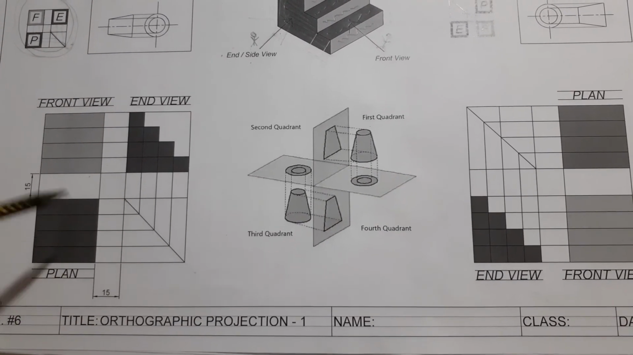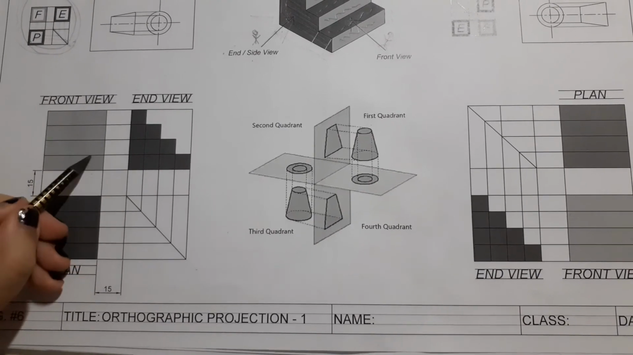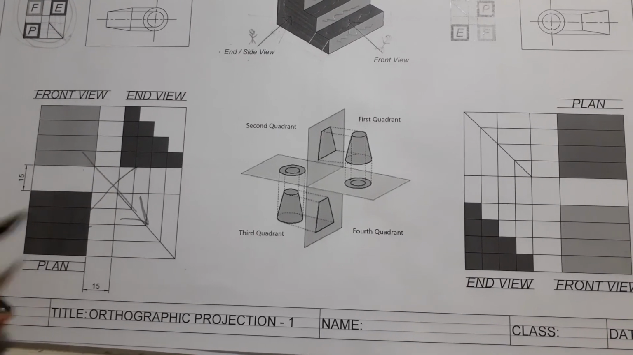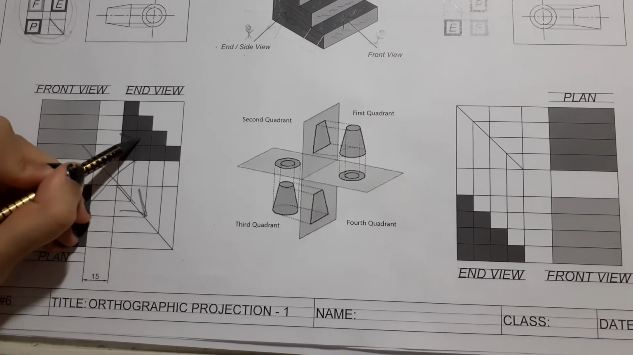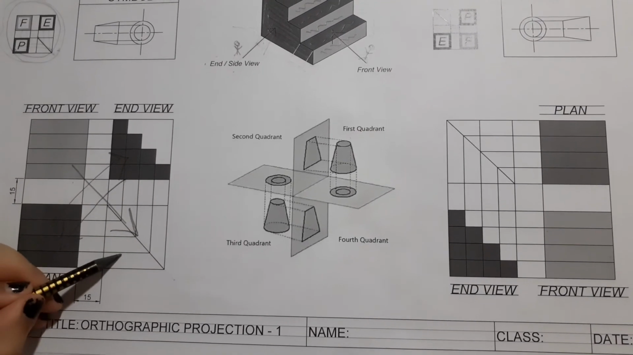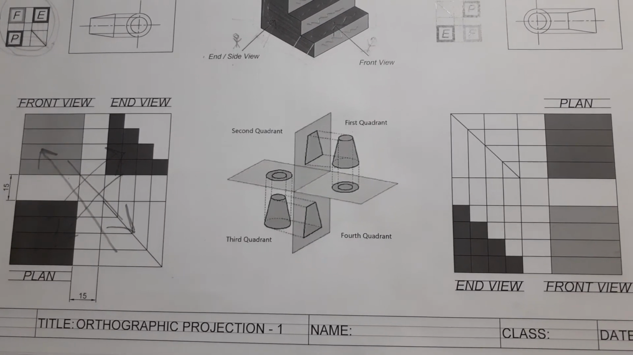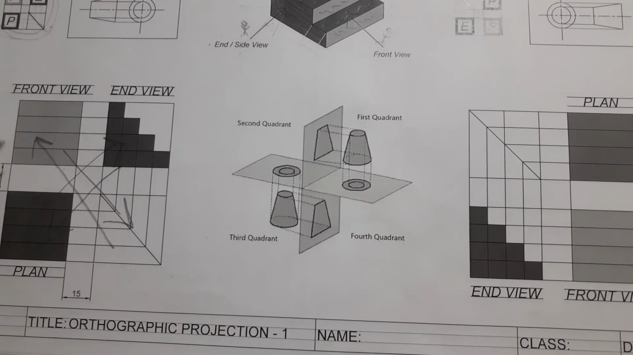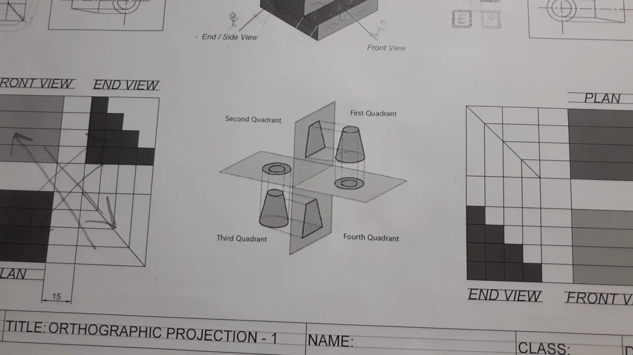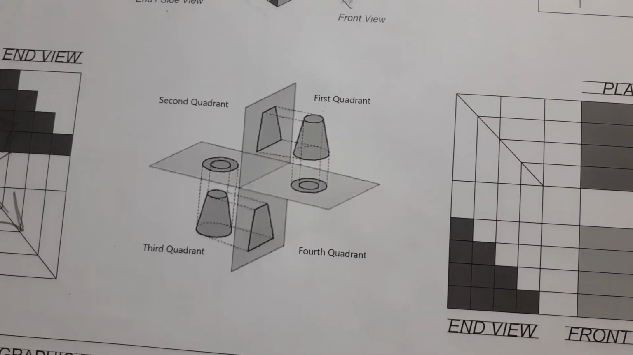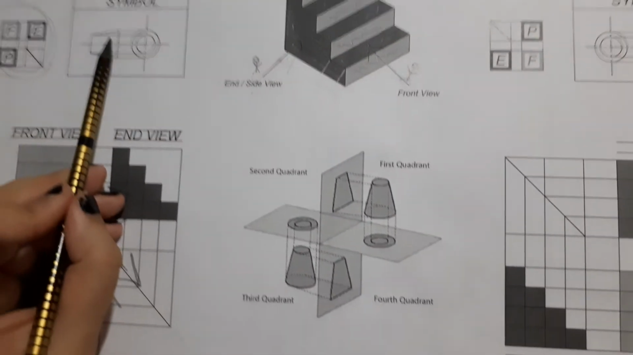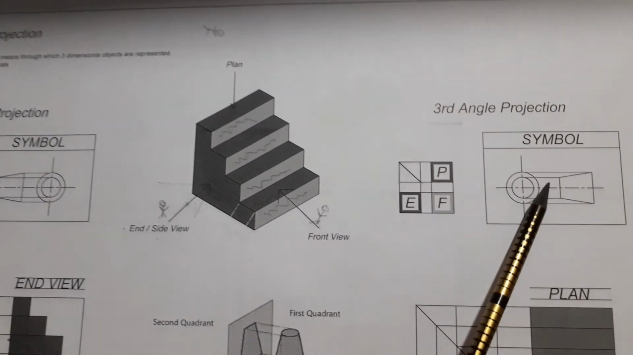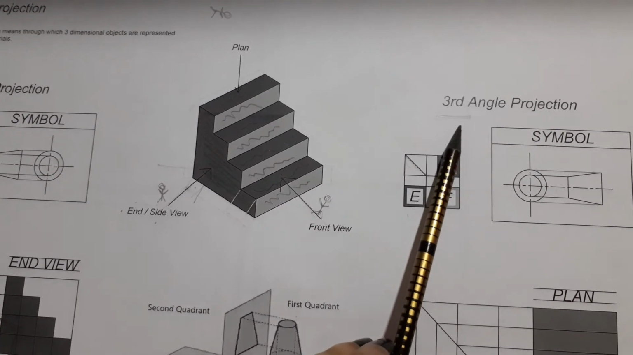The only thing that happens is with the third angle, front view comes over here, end view comes over here, plan goes over here, and the 45 mitre line goes over here. That is the only difference between the two when drawing the views. Okay? Now one more thing. They each have a symbol that represents the first angle and a symbol that represents the third angle.